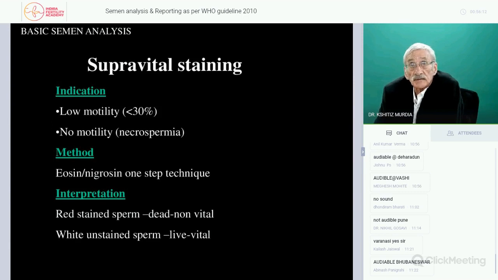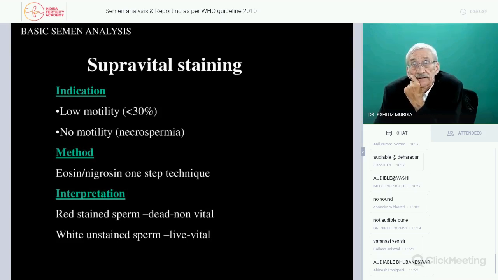Supervital staining is done with your eosin-nigrosin stain. It's a one-step stain. You get sperm that takes on the eosin. Those are usually the dead ones, and then the sperm that stay unstained are the live ones. I always remember red is dead and white is alive.